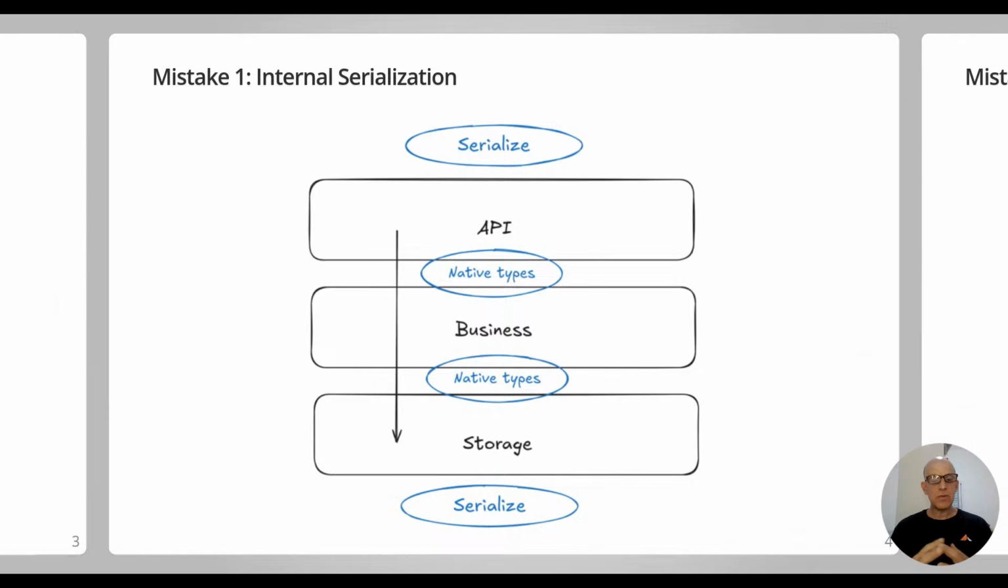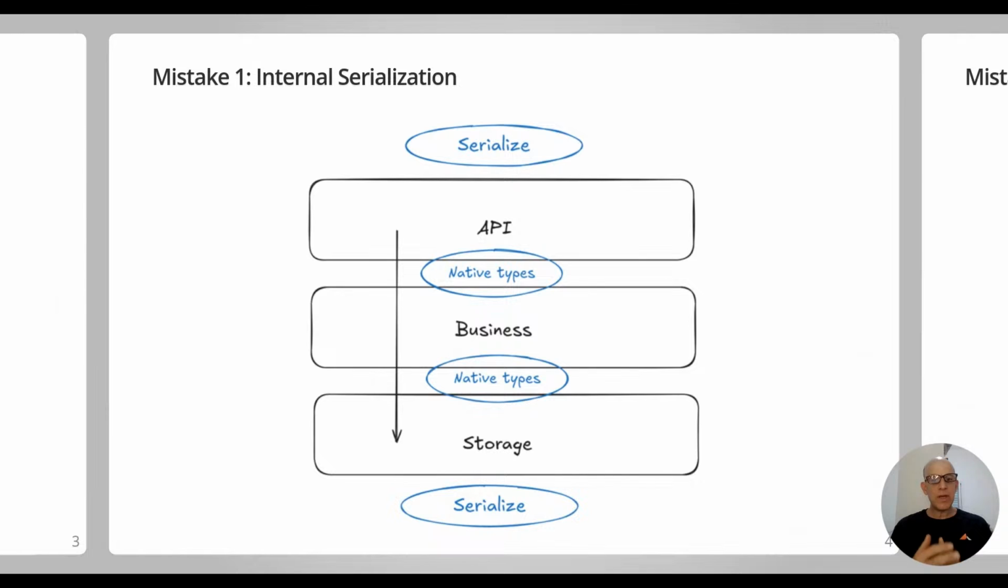So the mistake is that you continue to do serialization even when you talk between the API and the business layer and the business layer and the storage layer. In these places, you should be talking only in native types. So for example, let's say in the API layer, you got some kind of a timestamp, and it comes in as a string. What you should do in your API layer is convert this string to a Go time.Time.